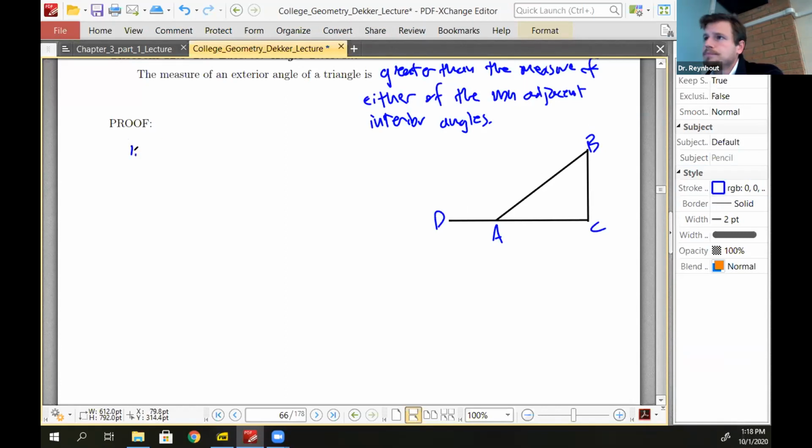Now, the first step is that we want to state that angle DAB is exterior to the triangle ABC. We drew it, we want to make sure we say it. That's just what's given.